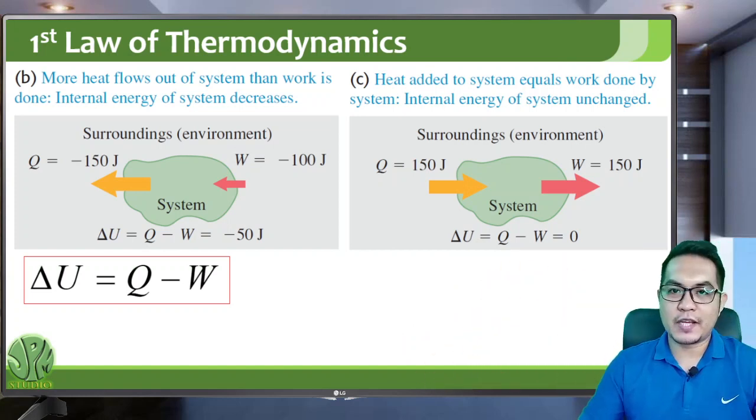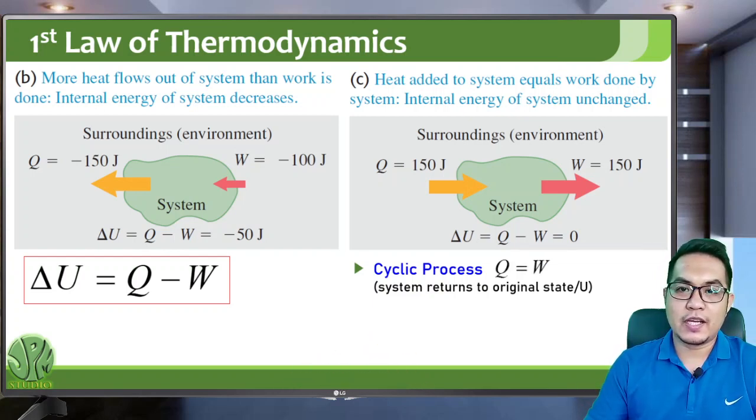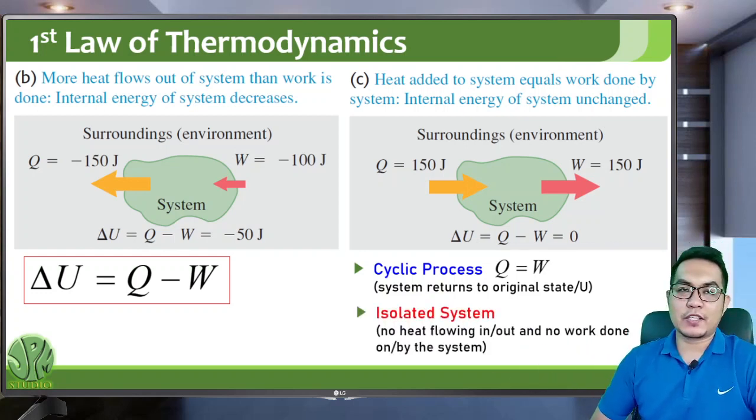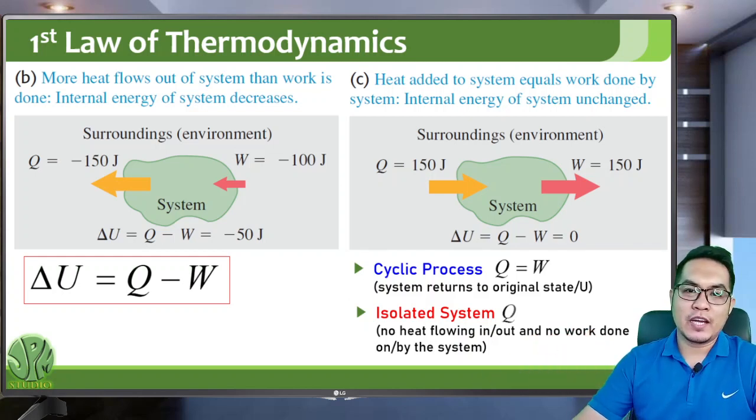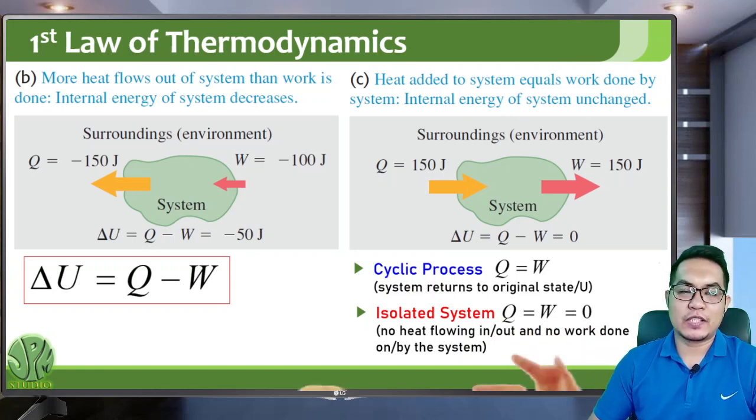So there are two cases for this to happen. One case is the cyclic process, when the system returns to its original state. And in that case, heat and work are the same. And if you have an isolated system, meaning there's no heat flowing in or out of the system and there's no work done on or by the system, then both the heat and the work are zero. So still, the change in internal energy of the system is also zero.